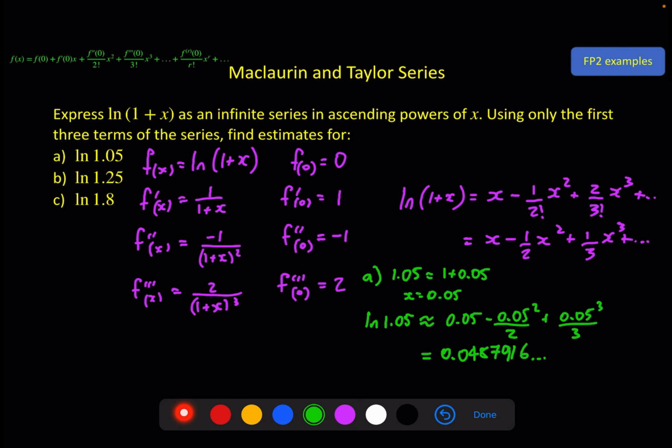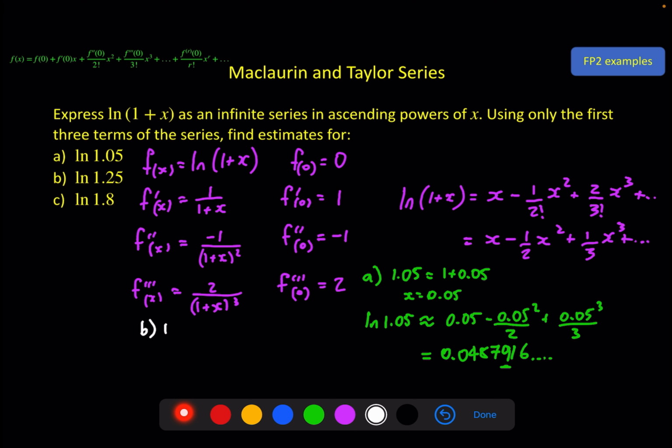0.0487916 dot dot dot. And then if I use my calculator to actually do the natural log of 1.05, we can compare that. It says 0.0487916. So it's correct up to here. 1, 2, 3, 4, 5 decimal places correct. That's pretty good. Let's have a look at the next one.